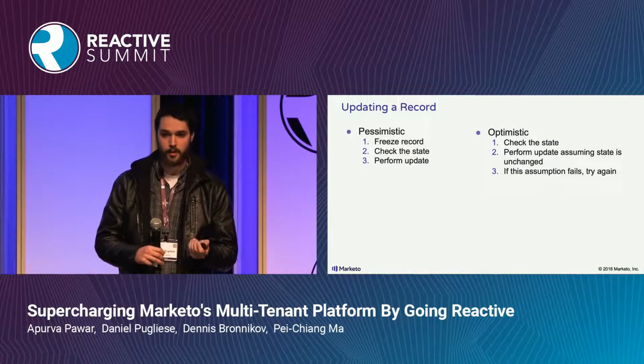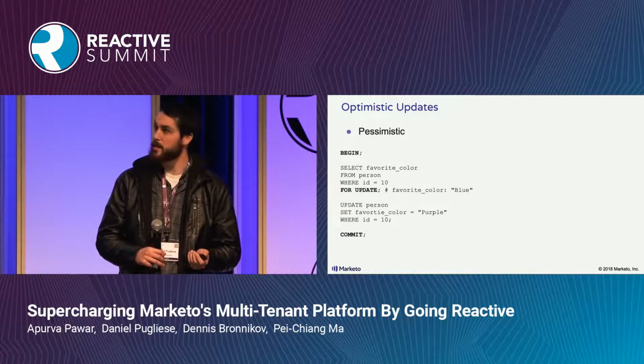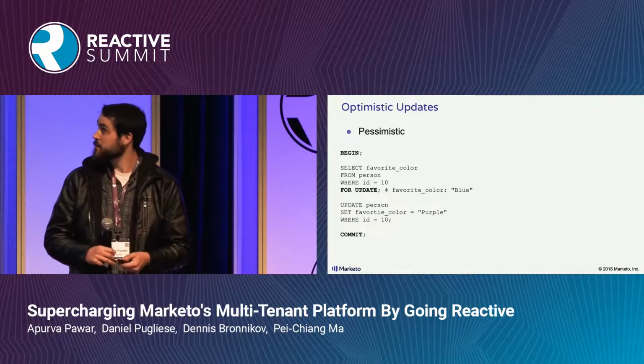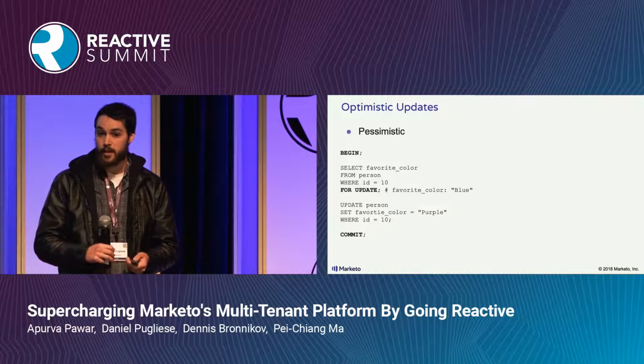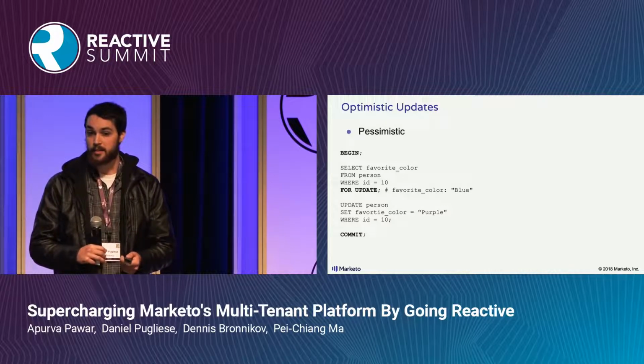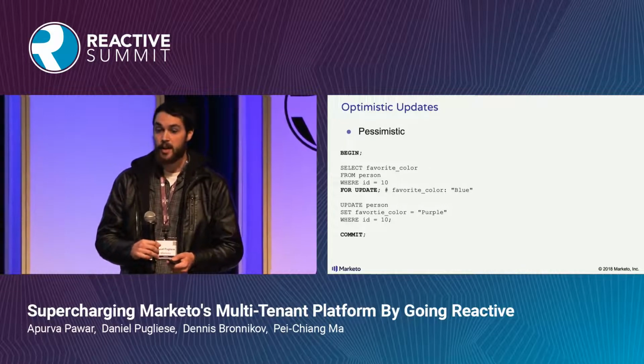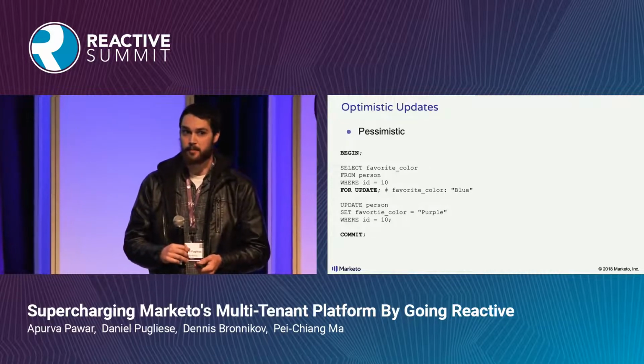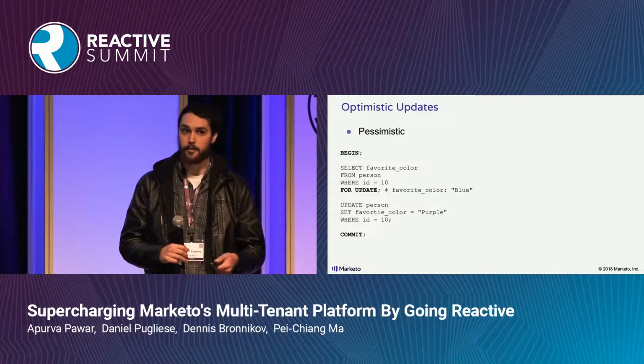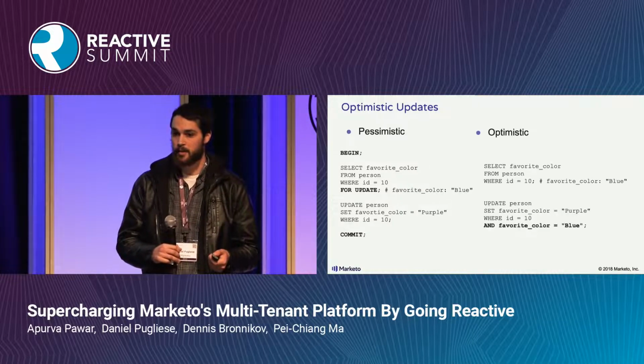To make this a little more concrete, in terms of MySQL updates, our legacy system would do something like this, where it uses a transaction, it selects some record for update, freezing that row until our transaction is done, and then it finally does the update, safely knowing that it knows the old value and has set the new value.